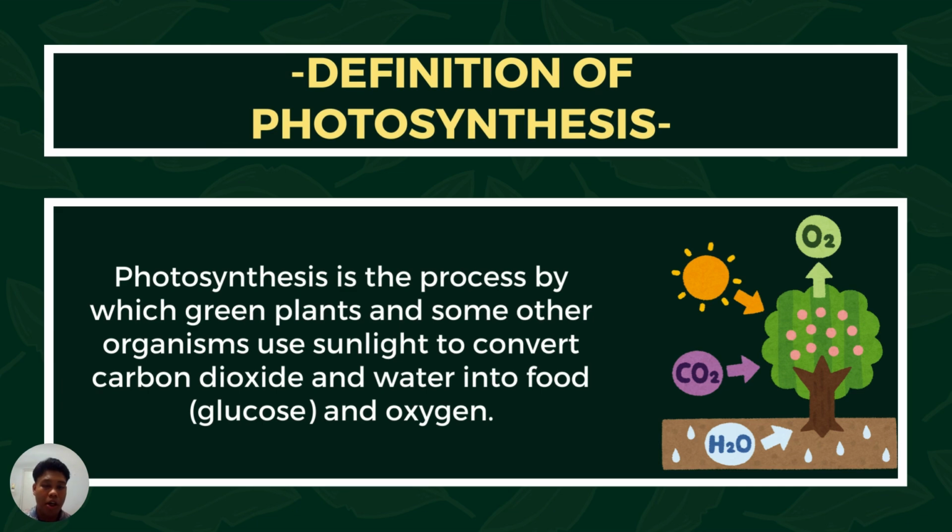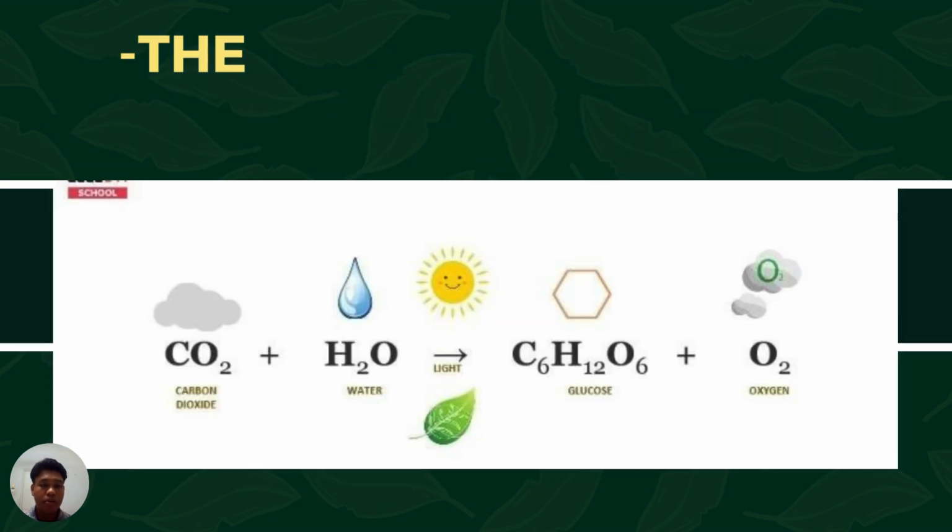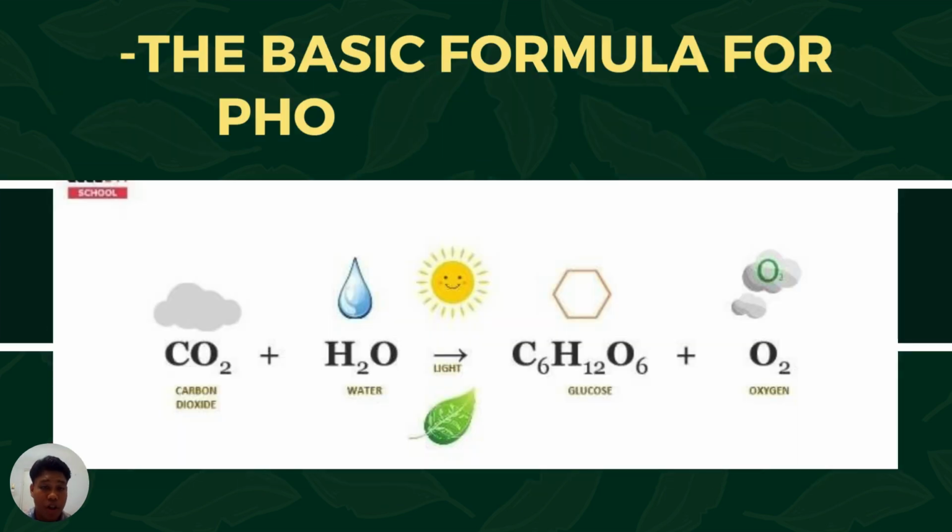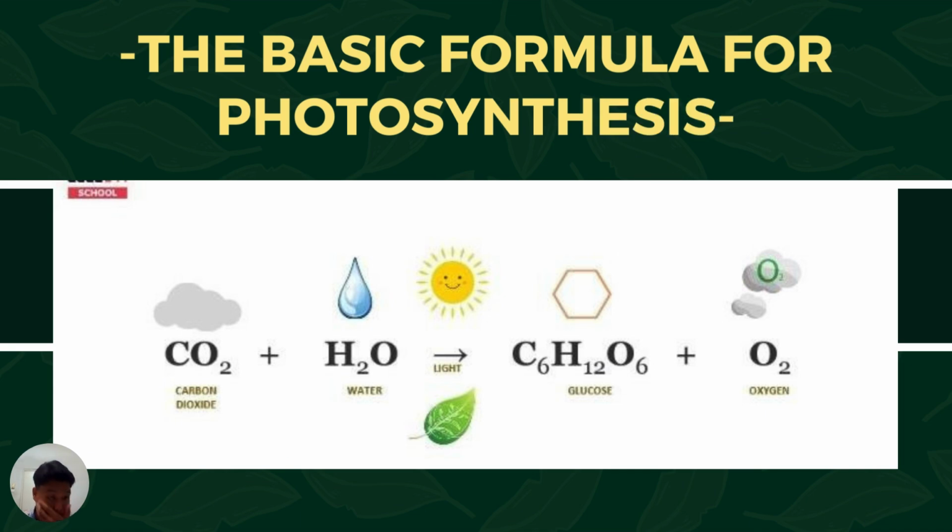So now I want to introduce photosynthesis. Definition of photosynthesis: photosynthesis is the process by which green plants and some other organisms use sunlight to convert carbon dioxide and water into food and oxygen. So this is the basic formula for photosynthesis: carbon dioxide plus water and light to make glucose and oxygen.